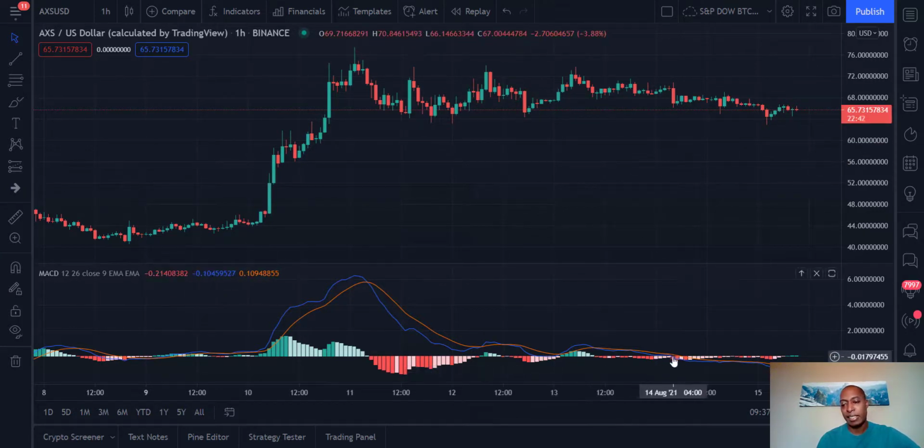That's why I like to see a crossover between both the blue and the red, the MACD and the signal line, before I trust that a trend has actually changed its course. When it's just oscillating, but still all positive, or below the zero line would be negative, I don't trust it. It's just a continuation of the previous trend.